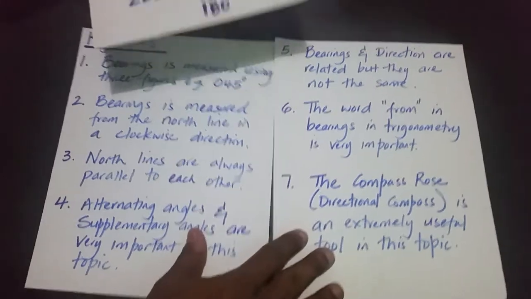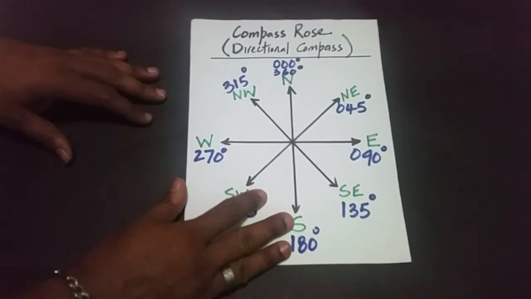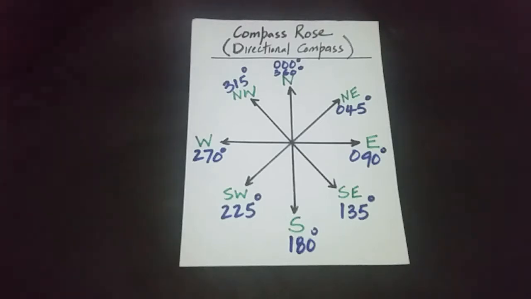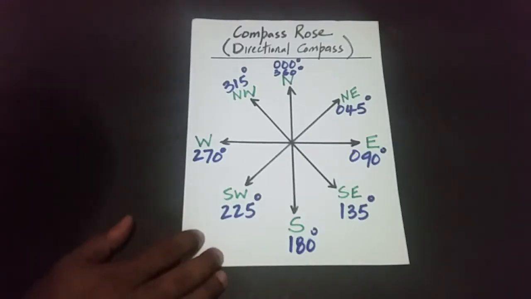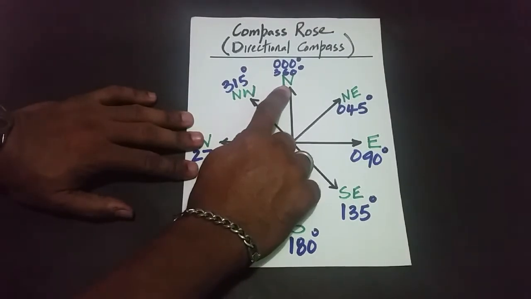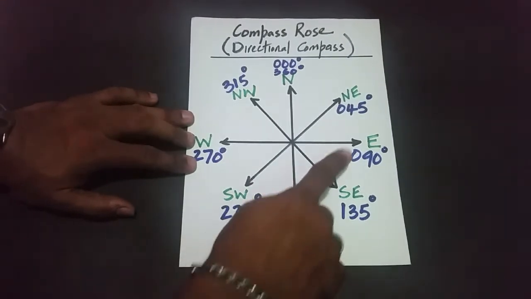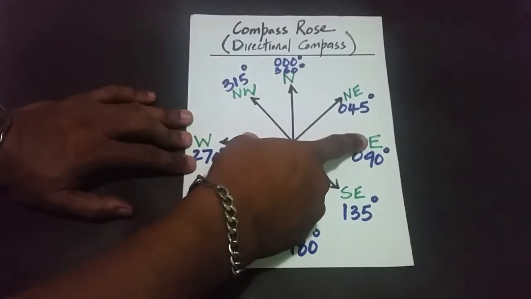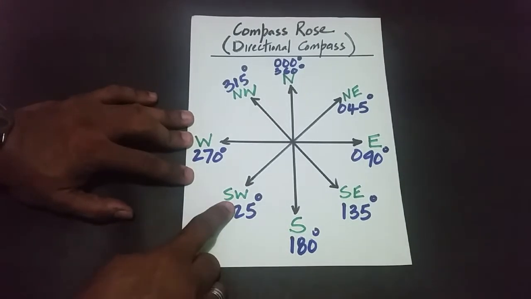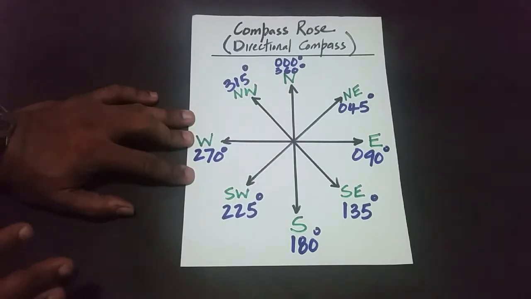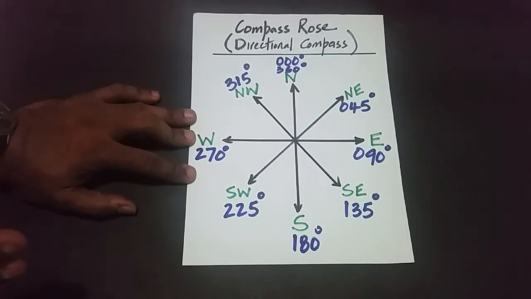So let me just touch on this in a sec, and just reiterate some of the points that were mentioned in the notes. Now, here is the compass rose, and you can clearly see here that we have north, south, east, and west. So, north, northeast, east, southeast, south, southwest, west, northwest, north. All of those are directions, of course, as you should know already.